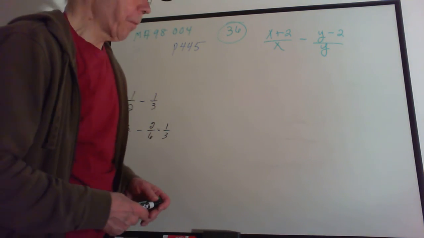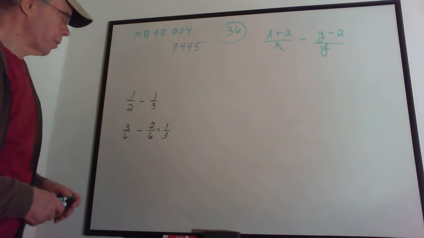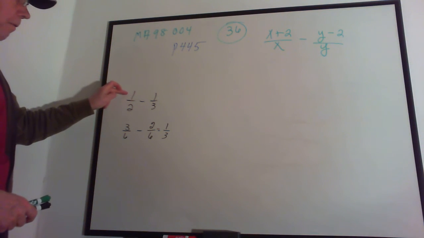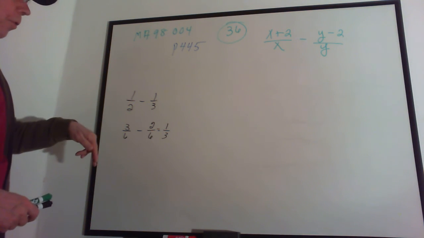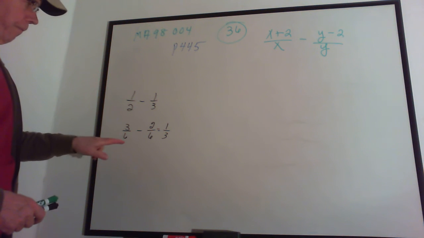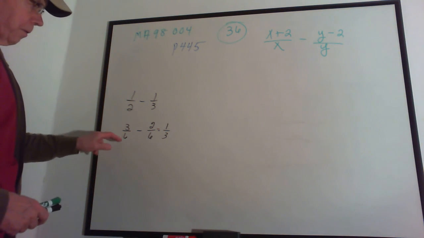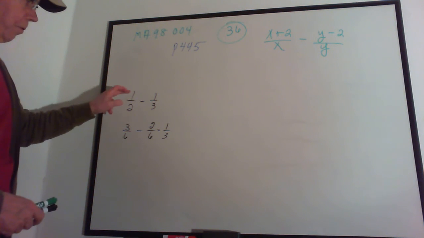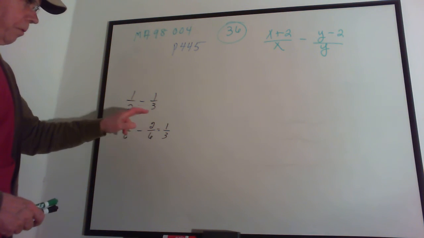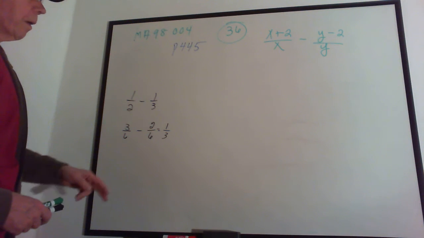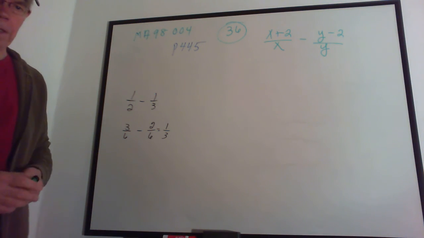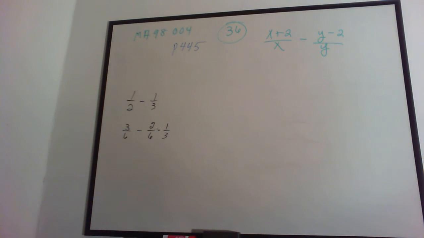All right, there's problem 36. Remember from arithmetic, if you were subtracting 1/2 minus 1/3, these denominators are different. So you multiply them together, you get 6. 6 divided by 2 is 3. 3 times 1 is 3. 6 divided by 3 is 2. 2 times 1. You have to apply the same thing there. Give it a try. Pause the video. See how you do it.